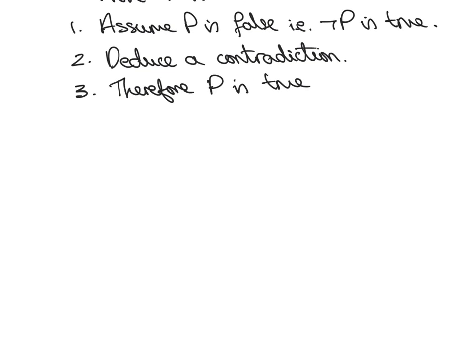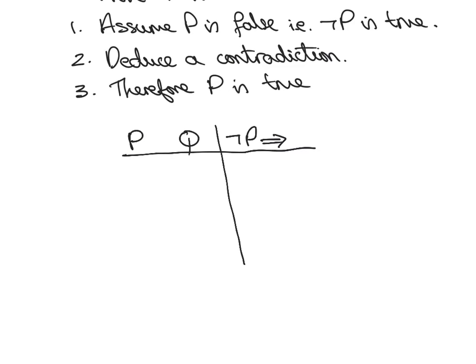So if we look at the logic behind this, let's look at a truth table. So let's suppose that P is the statement we're trying to prove and Q is the contradiction. So what we generate is a proof of not P implies Q. So I've put down the truth values for P and Q and write down the truth values for not P implies Q. So we get true, true, true, false.